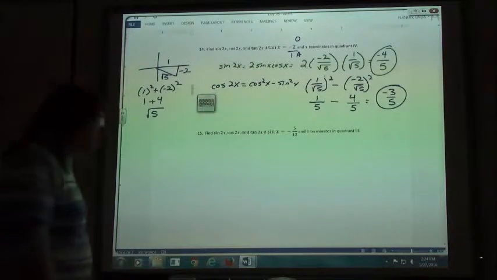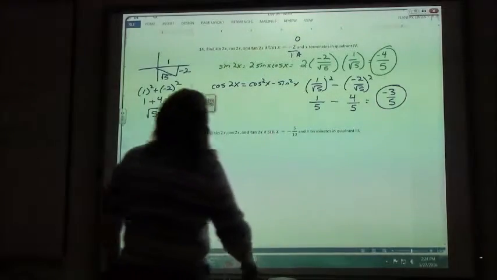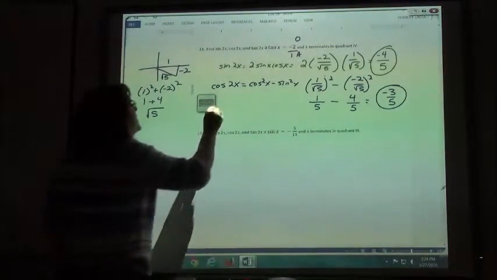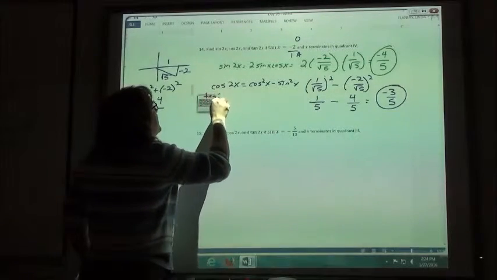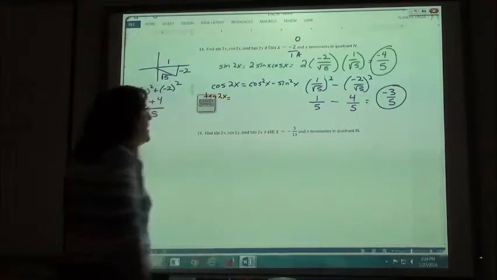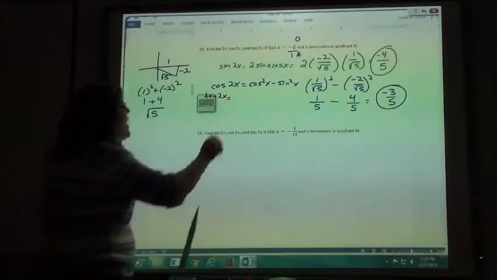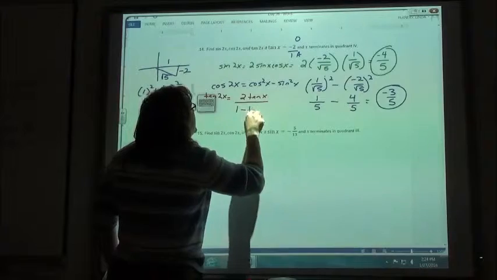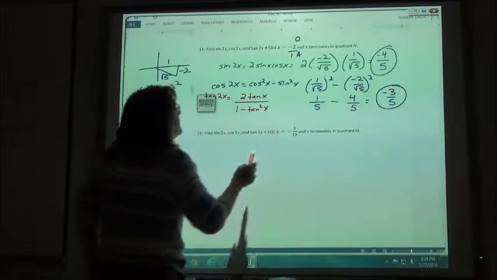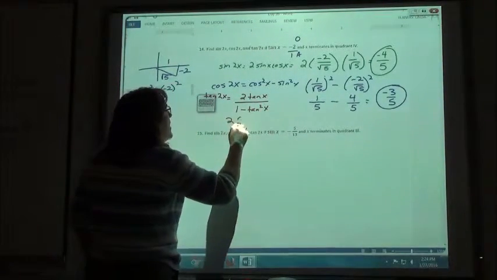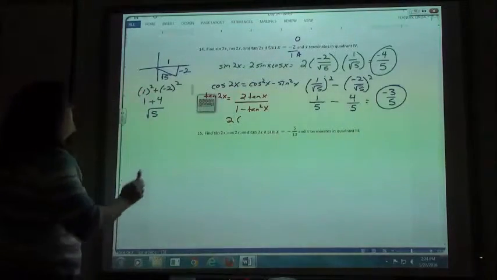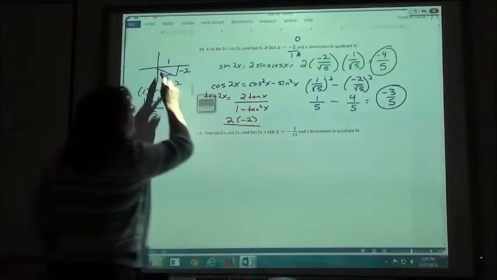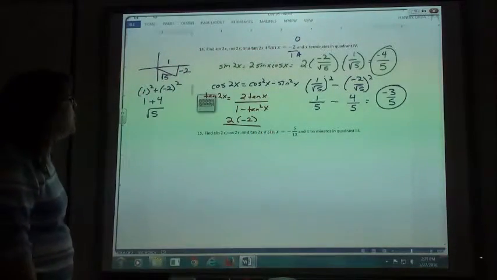I need a little bit more room for my tangent, but I'll sneak it in there. Tangent of 2x we said was 2 tangent of x over 1 minus tangent squared of x. So 2 times the tangent. The tangent was negative 2. It was negative 2 over 1, which is just negative 2.